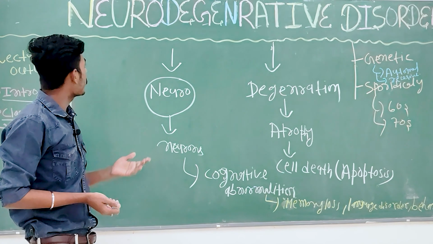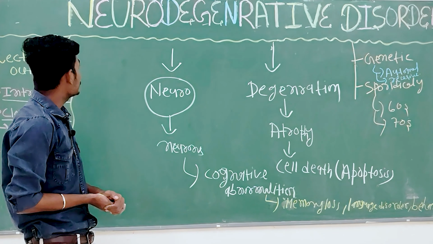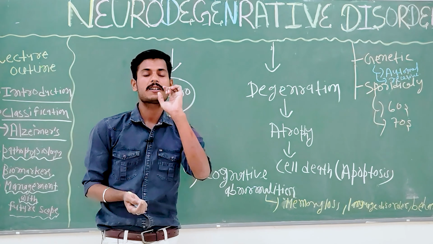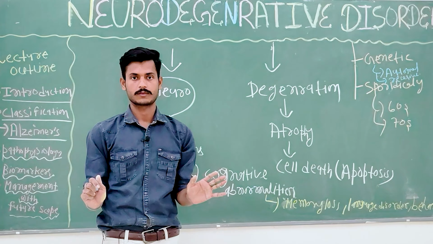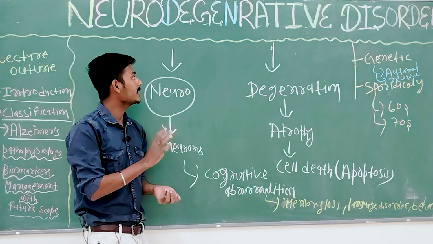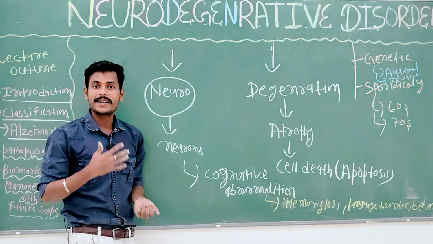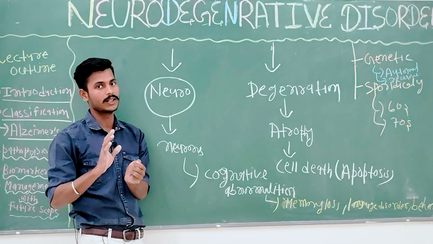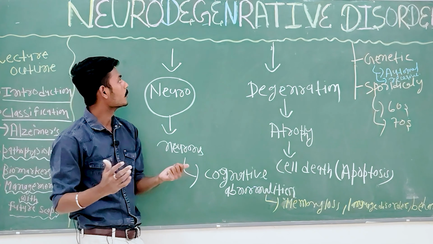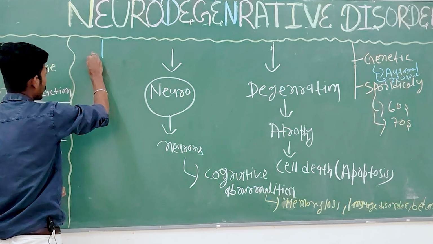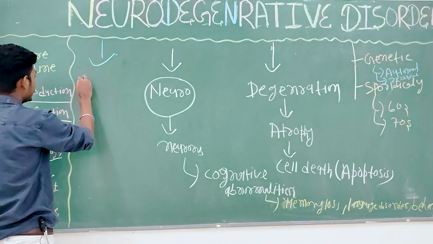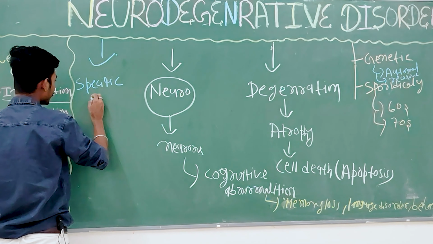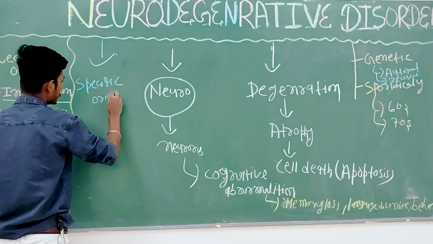Now, coming to another point about neurodegenerative disorders. These disorders mainly affect one specific part of the brain region. Let me repeat it. Neurodegenerative disorders are not like spreading disorders. They affect only a specific part. Only a specific anatomical location in the brain is affected. So if we're talking about their spread and location, it is specific in nature, or you can say specific in origin.